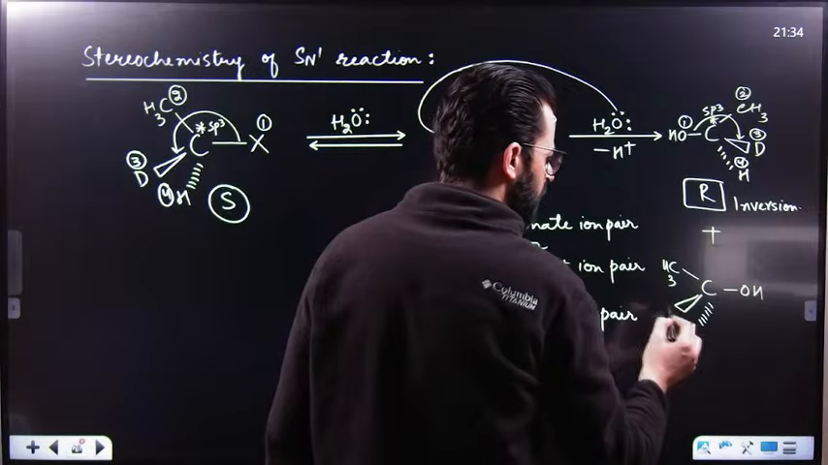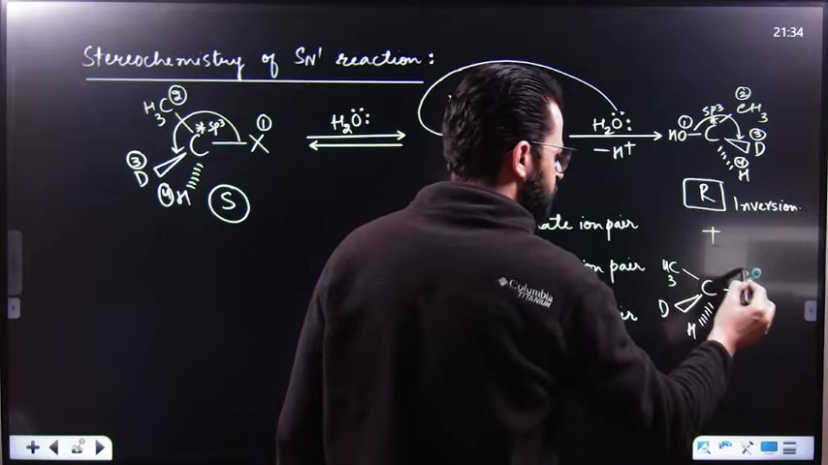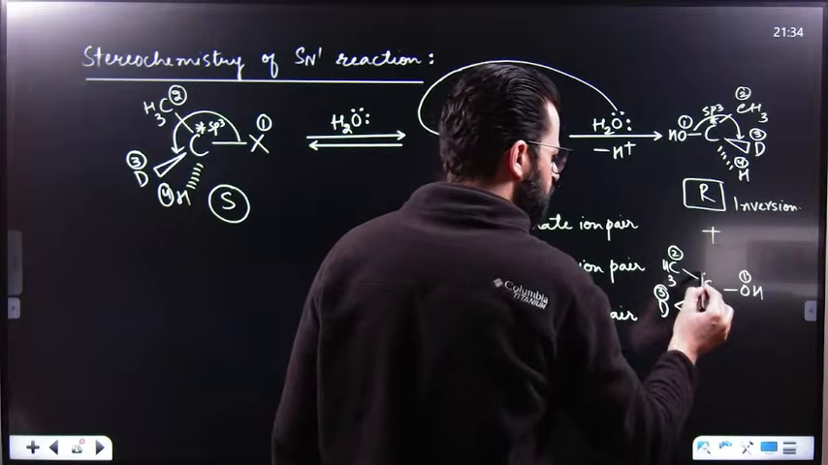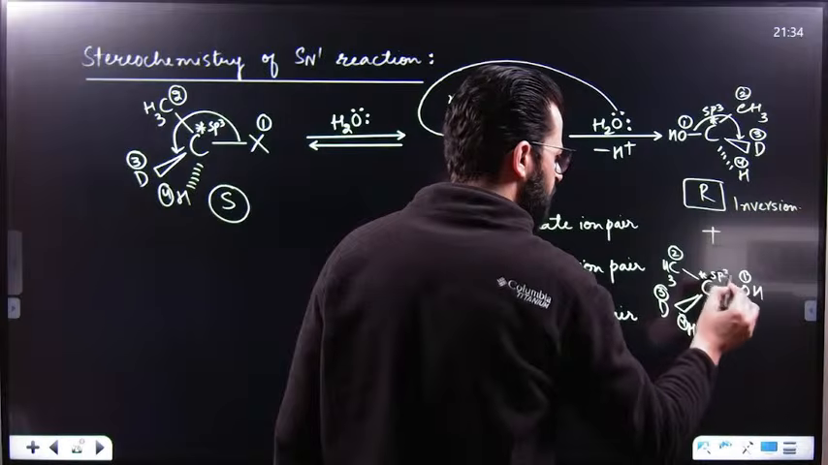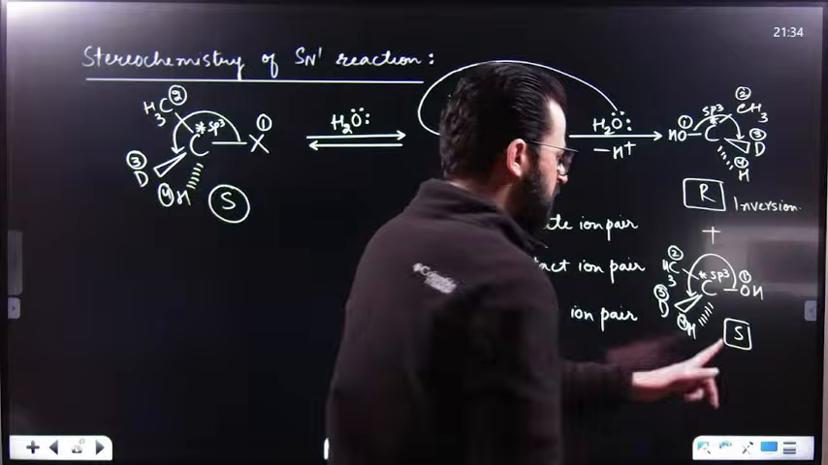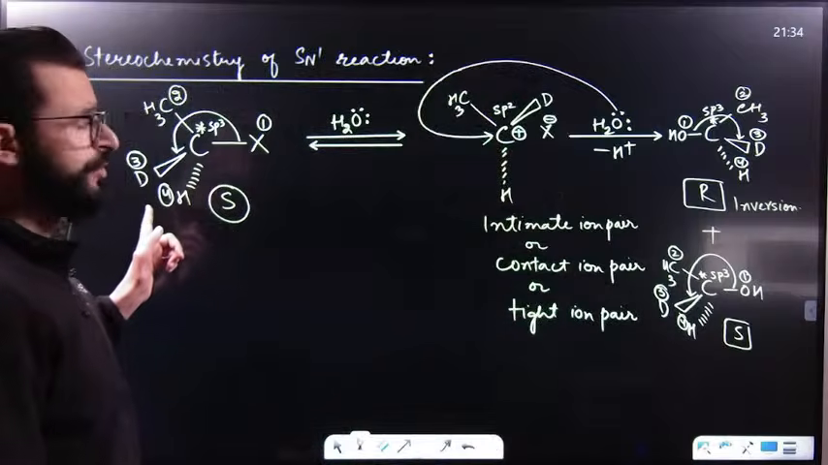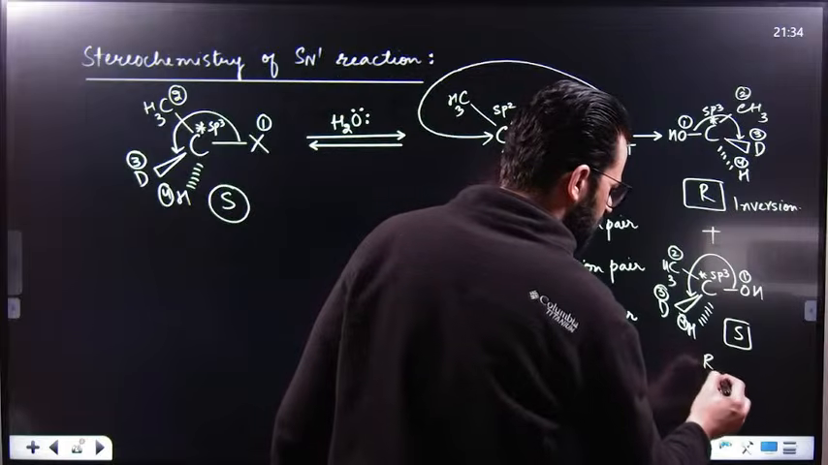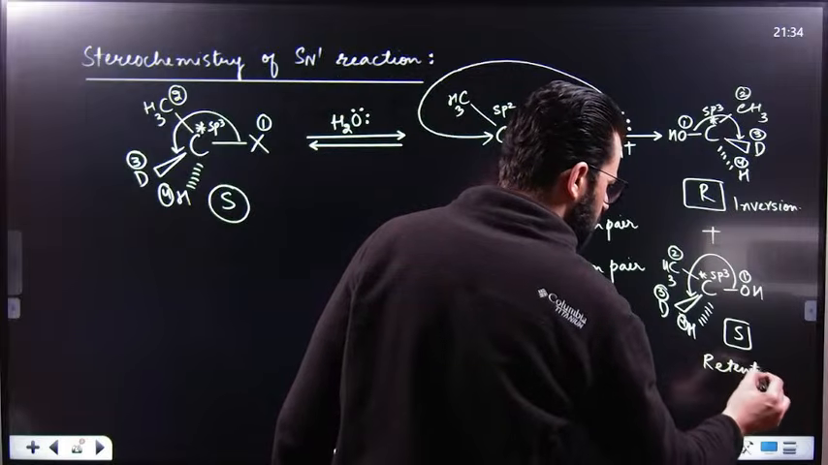Have a look. This is 1, this is 2, priority third, priority 4. This is a chiral center, sp3 hybridized. So 1, 2, 3. That means its configuration is S. So its configuration is the same as that of our reactant. So I will simply say retention of configuration has taken place.